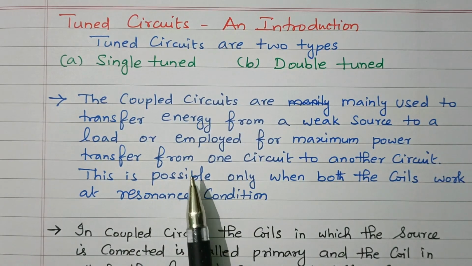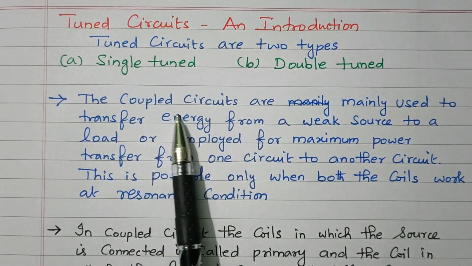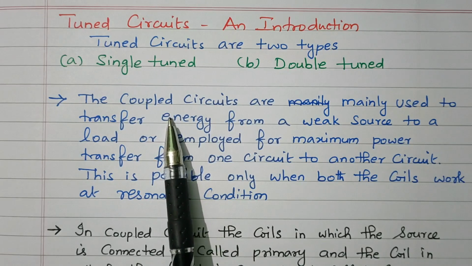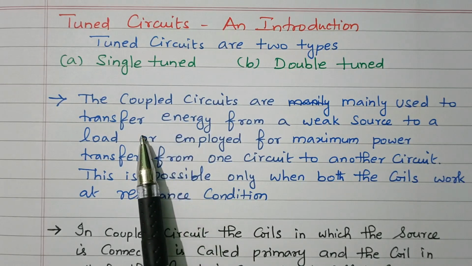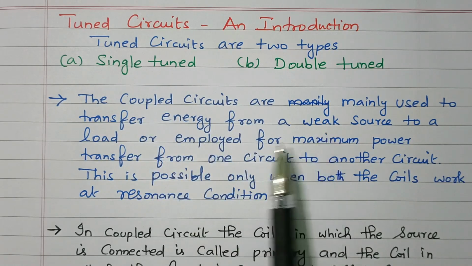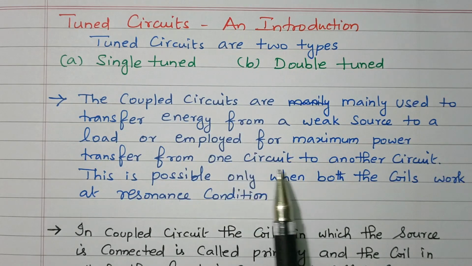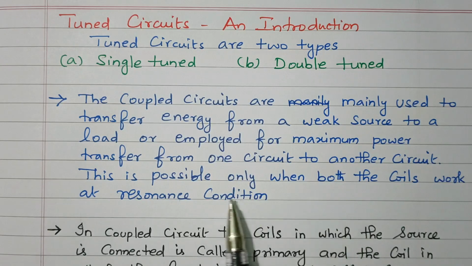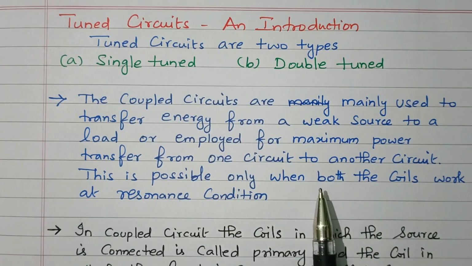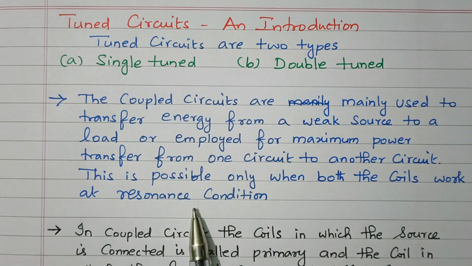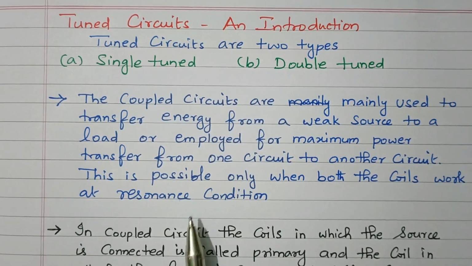So the tuned circuits are framed from the coupled circuits. Coupled circuit means inductors are coupled together. So this coupled circuit is mainly used for energy transfer from a weak source to the load, or maximum power transfer from one circuit to another circuit. In that case, both the coils, that is the coupled circuit inductors, should be in resonant condition. Then only it is possible.